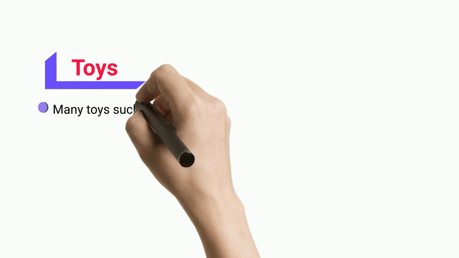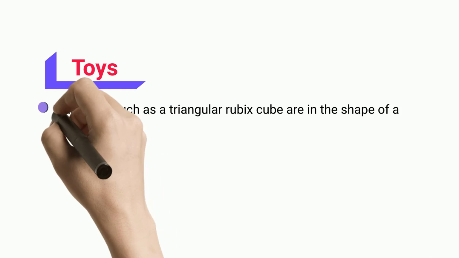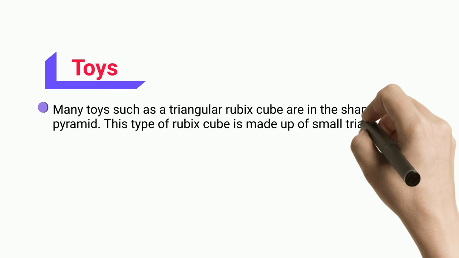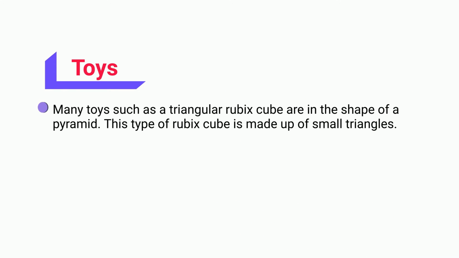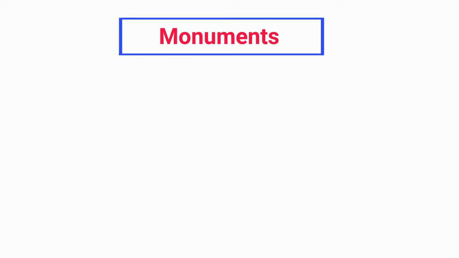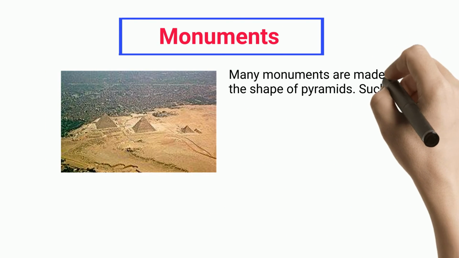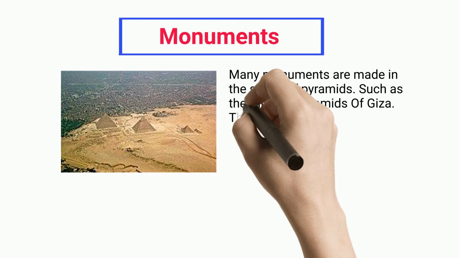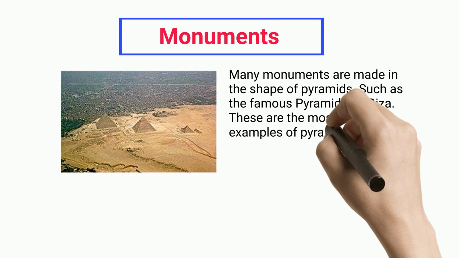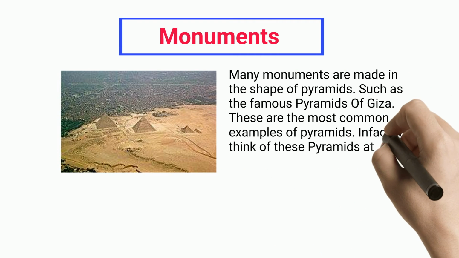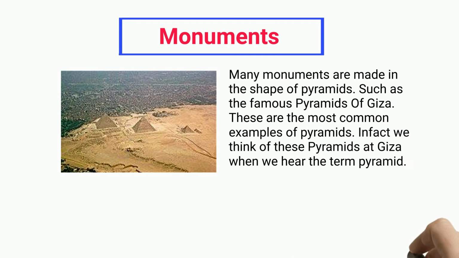Toys. Many toys such as a triangular Rubik's Cube are in the shape of a pyramid. This type of Rubik's Cube is made up of small triangles. Monuments. Many monuments are made in the shape of pyramids, such as the famous pyramids of Giza. These are the most common examples of pyramids. In fact, we think of the pyramids at Giza when we hear the term pyramid.